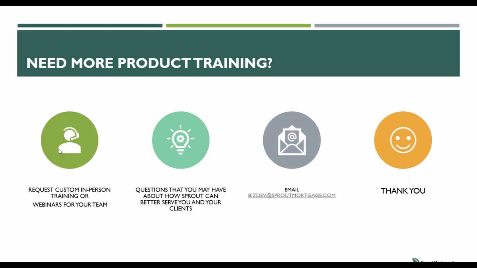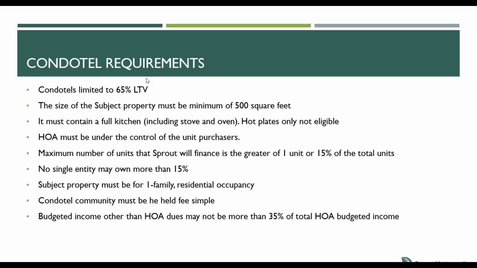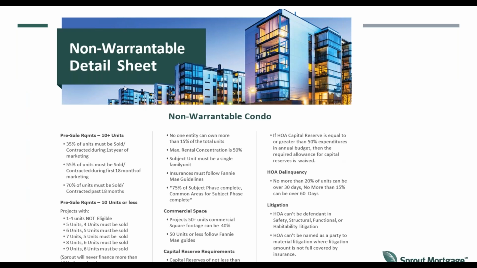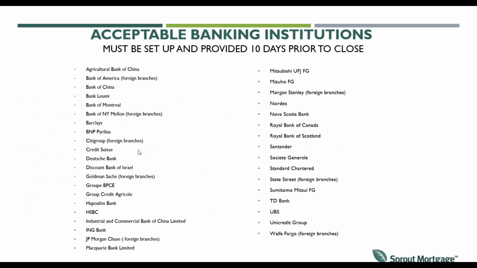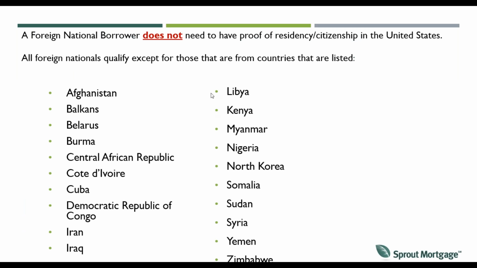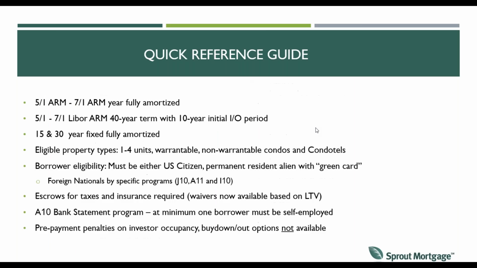I mentioned more product training. If you have any questions about how we can serve you better, you can email the biz dev team. That's the end of it, but at the end of this is also an appendix that gives you condotel requirements, our non-warrantable guidelines, what falls into non-warrantable and why. So if it's not meeting FHA, VA, or agencies on your condo, there's a quick reference on just some of what our products are, and also the banking institutions and, unfortunately, states, because of OFAC, that we cannot lend in on your foreign nationals.